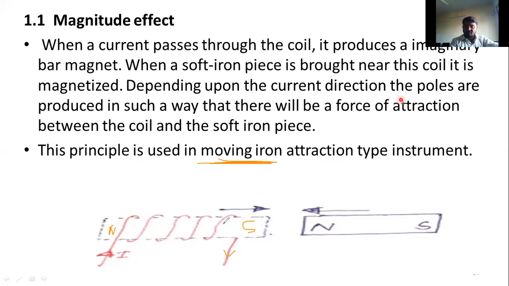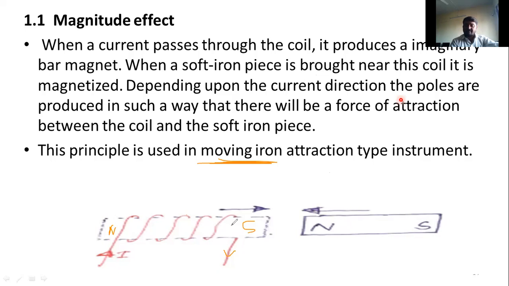In this one I am not doing any movement. I am just making this one a magnet. Whenever I bring this one near to it, it will act as a magnet, and automatically once it is attracted it will also act as a magnet. Some south and north poles will be created over there. Is this part clear? When a current passes through a coil, it produces an imaginary bar magnet. When a soft iron piece is brought near to this coil, it is magnetized here now.